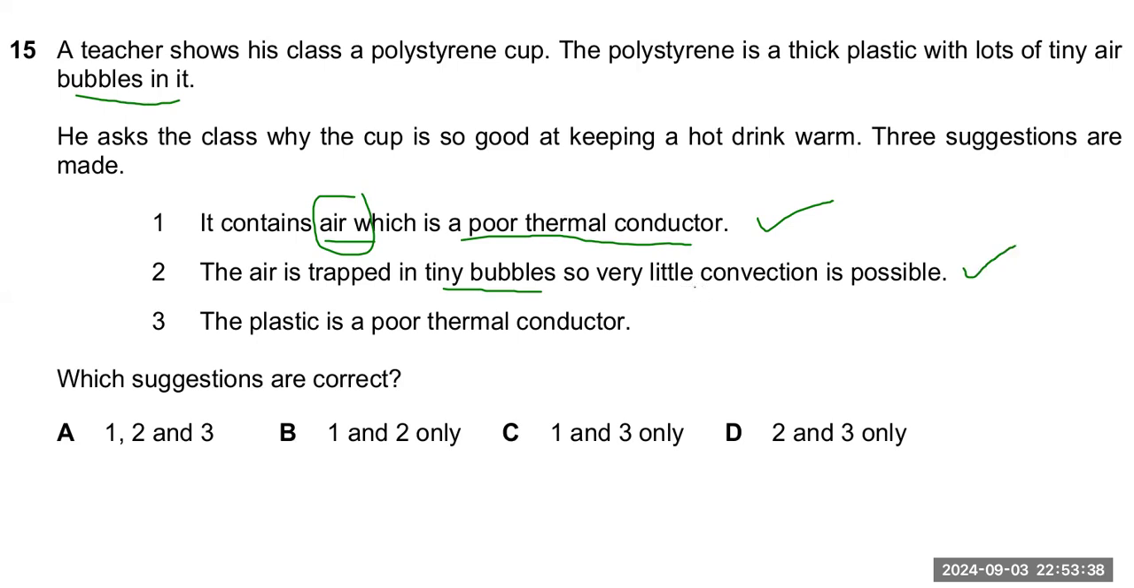The reason is that convection means when air particles move from a hot region to a cold region; the movement of gas particles is called convection. But in this case there are bubbles, and air is trapped in them. So very little convection is possible. The particles can transfer a little bit of energy, but not the maximum energy that could be lost. So it is a correct option because it stops the heat energy from escaping from the cup.